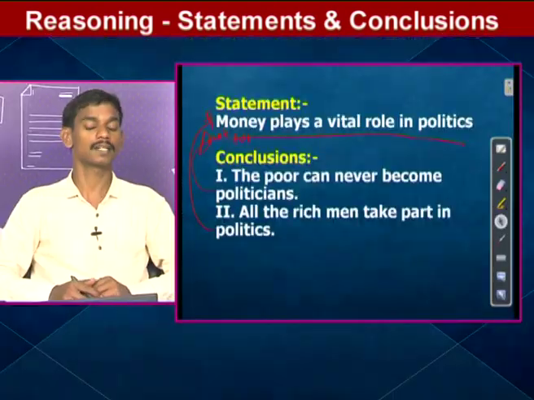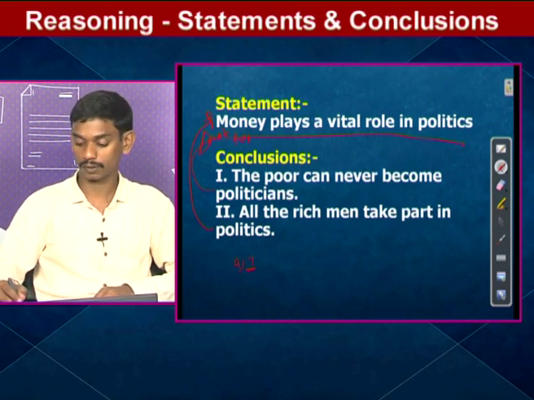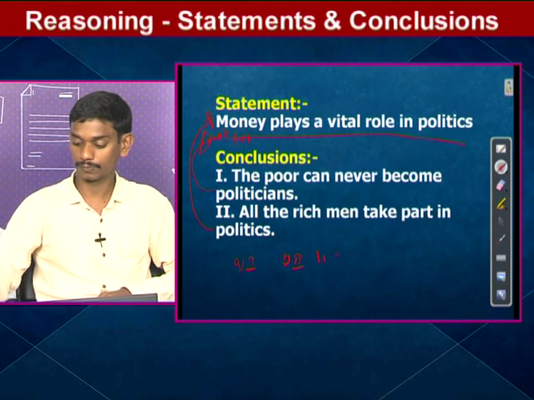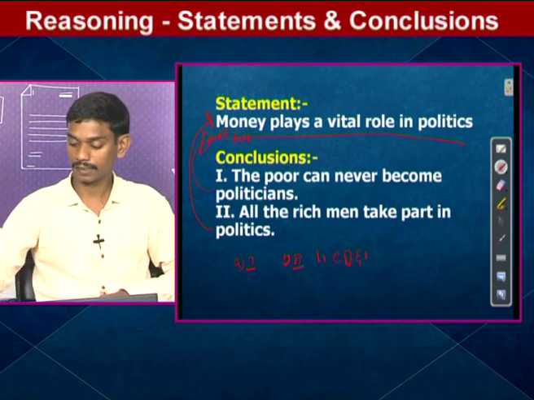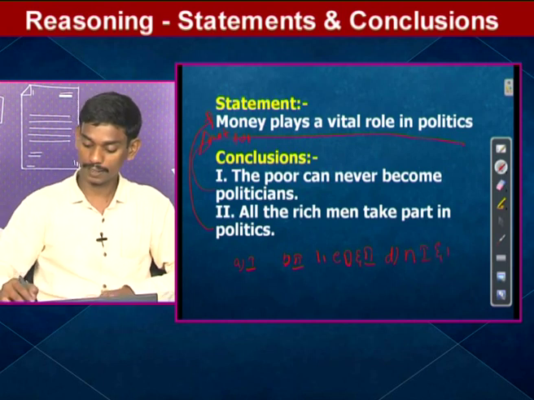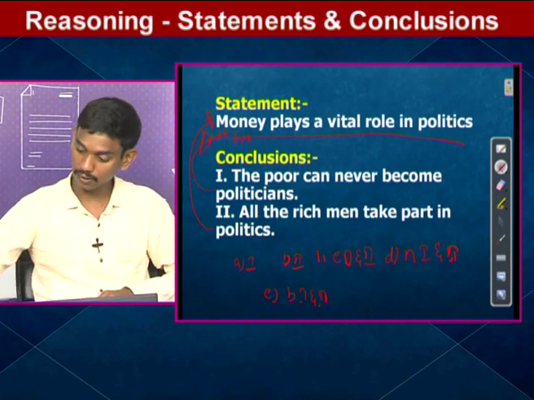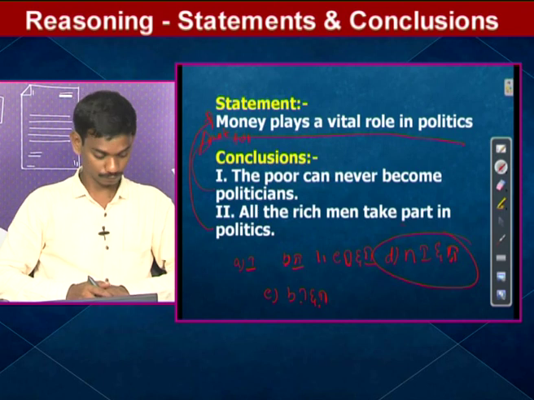So 1 and 2 do not follow. Which option is that? Option A, 1 follows. Option B, 2 follows. C means either 1 or 2. D means neither 1 nor 2. E means both 1 and 2. So 1 and 2 do not follow here, so our answer is D only.